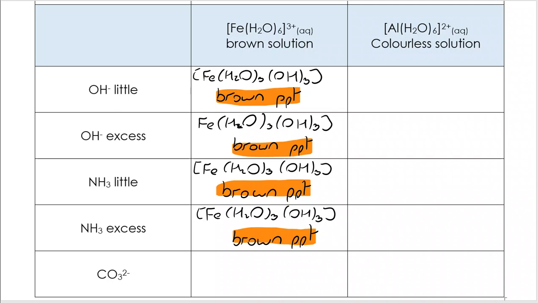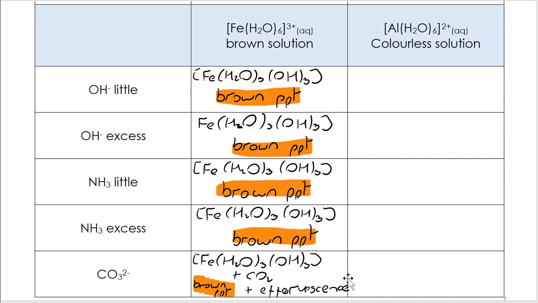With CO3 2-, we do have an additional complication here that's true for 3+ ions. With the CO3 2- ions, we will end up with Fe(H2O)3(OH)3, the same brown precipitate, but it will also yield CO2, so we will see effervescence. Now, I've noticed there has been an error on here. That should read 3+. So that's going to be amended going through.